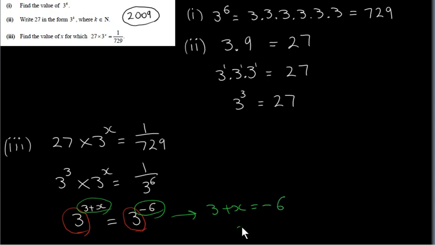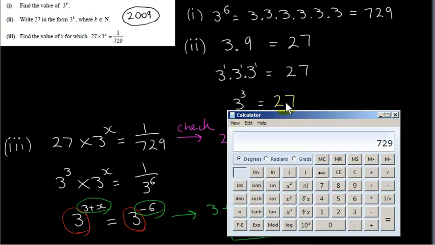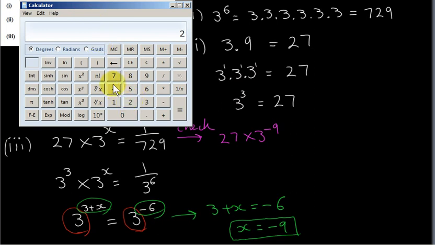And from this equation we can find x. x equals minus 6 minus 3, which is minus 9. Let's just see a check of this. I'm going to plug minus 9 back in for x here. So on the left hand side we will have 27 times 3 to the power of minus 9. We could do this on the calculator. So we have 27 multiplied by 3 to the power of minus 9. So we get this number here.